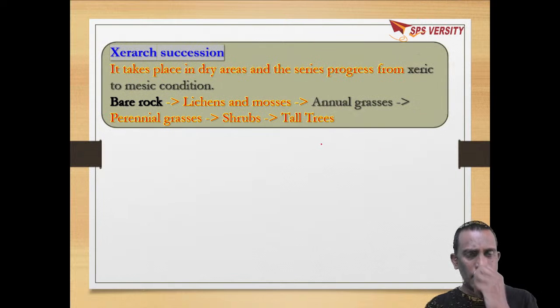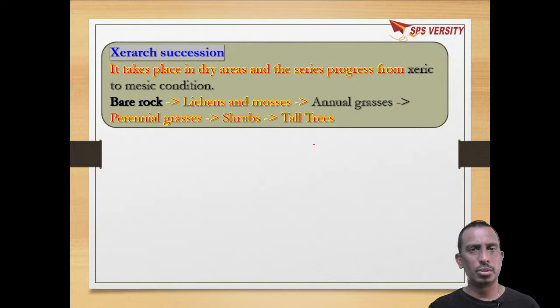And when you come to xerosere, this succession starts on dry areas. Dry area means where water availability is very less. The series of organisms starts from xeric conditions and ends with mesic condition. Mesic condition means the forest.